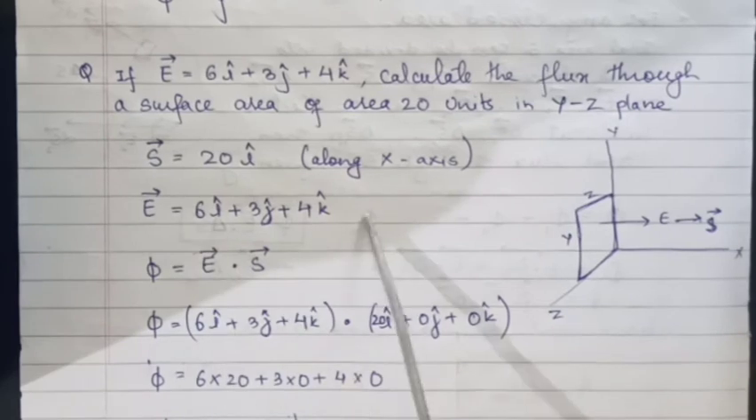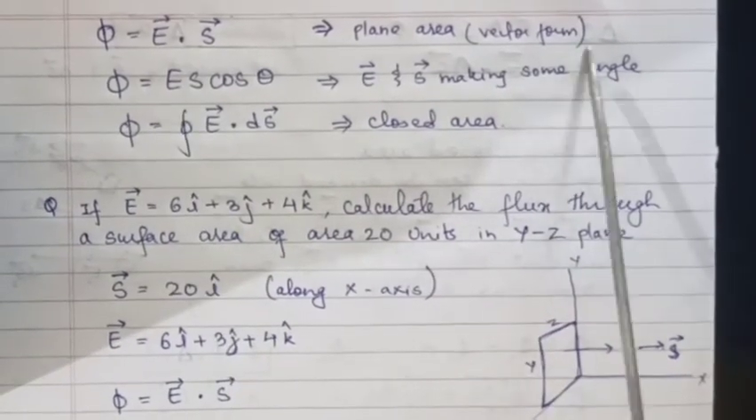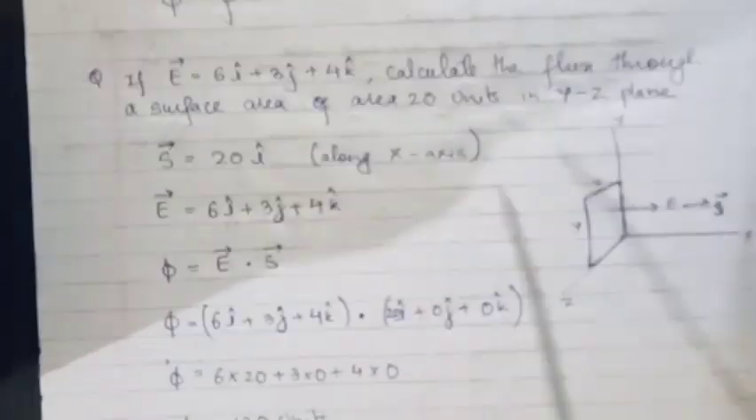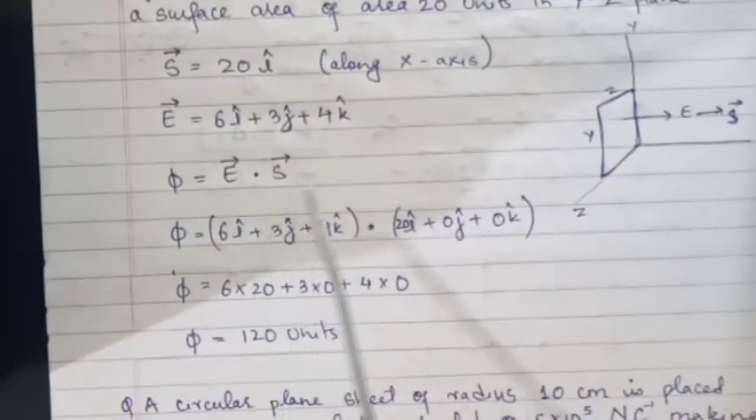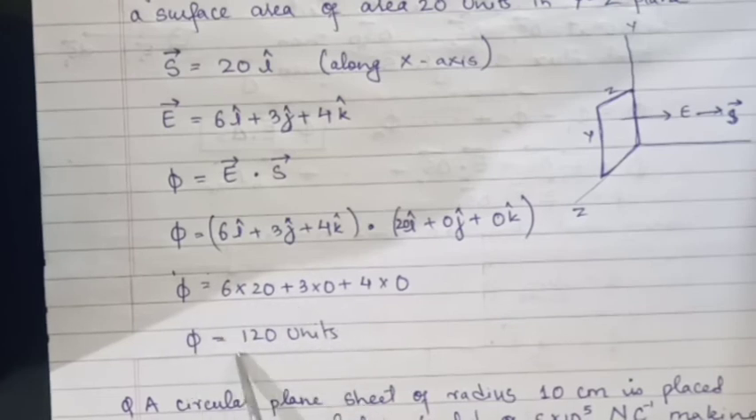So electric field is given. So now flux is E dot S. Because they are in vector form, so I'll use this formula. So flux is equal to E dot S. For this I can write 20i plus 0j plus 0k. Now 6 into 20 plus 3 into 0 plus 4 into 0. So if you multiply this, you'll get 120 units. So the flux is 120 units.